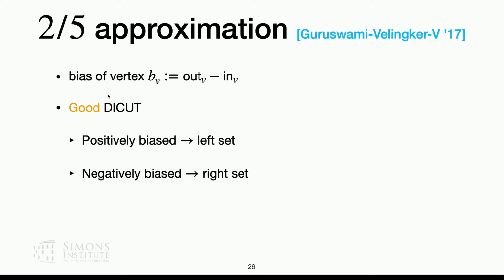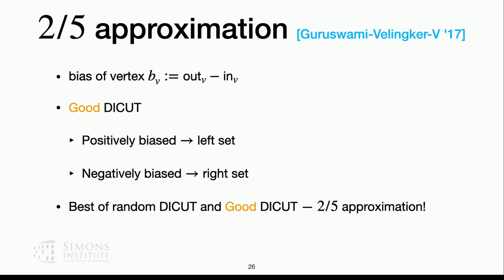Here, this intuition works in the sense that if a vertex is positively biased, place it in the left set in your partition, and if it's negatively biased, place it in the right set. And it turns out that if I just take the best of random cut and the good die-cut, that gives me a 2/5 approximation. So this sounds very simple.